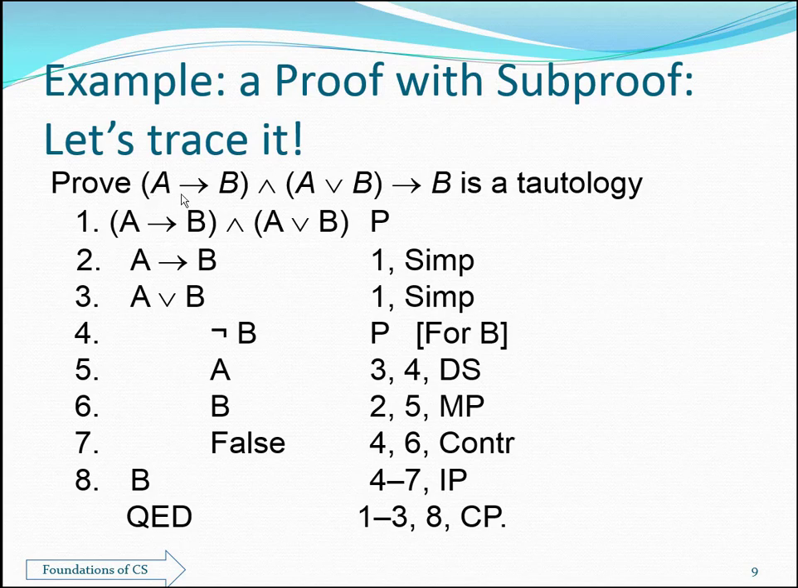And what are we trying to prove? We're trying to prove this wff, this whole thing is a tautology. I didn't put parentheses around this piece, but you know, since implies has a lower precedence than and, that this whole thing on the left implies B is what we're trying to prove. And since we've got this implies in there, we're thinking, maybe I can use a magical CP at the end of my proof. But don't look ahead. Let's just trace this step by step.